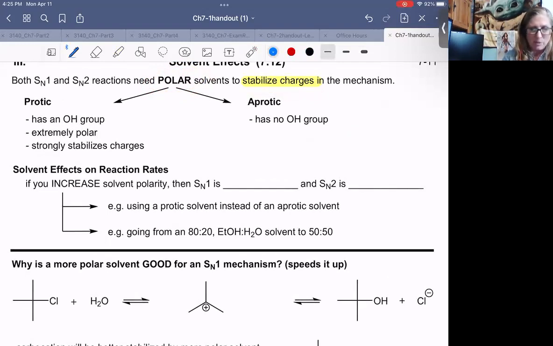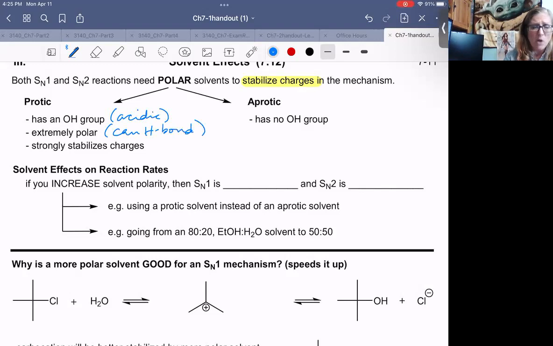So the protic ones, we said, have an OH group, which makes them acidic. So that's going to be an important factor down the road. Actually, we're going to come back and visit protic and aprotic solvents, and we're going to want to avoid the acidic proton in some reactions. Okay, they're extremely polar. They can hydrogen bond much more effectively.